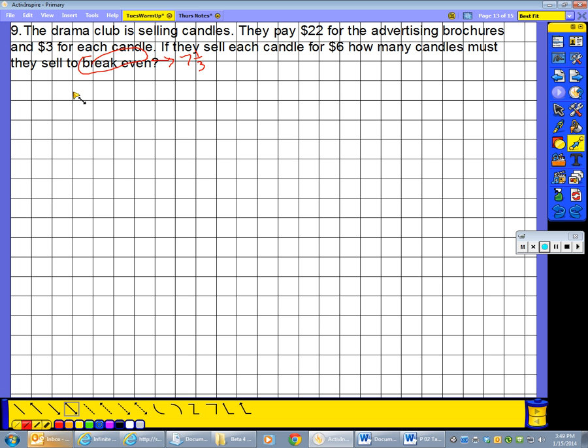If you have no idea what I'm talking about, then just go back and review the video for that particular problem, and I'll show you how I worked it out and came up with those numbers. But now we're going to graph this.